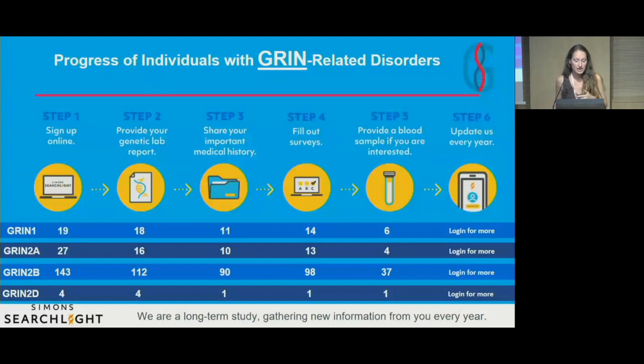So for our GRIN-related disorders within Simons Searchlight, I'm showing the 4 here. What these numbers represent is, as of yesterday when I looked, the total number of individuals that signed up online. Usually this is the highest number because that's the first step, and there's drop off in certain steps. Then for individuals that provided a genetics lab report, that's the second row. Then we have the medical history information. We count this as a really important data point because it does the cross comparison. Filling out other surveys, also super important, is another count of how many people have filled out other surveys, and then the number of blood samples that we've collected for each of our communities.